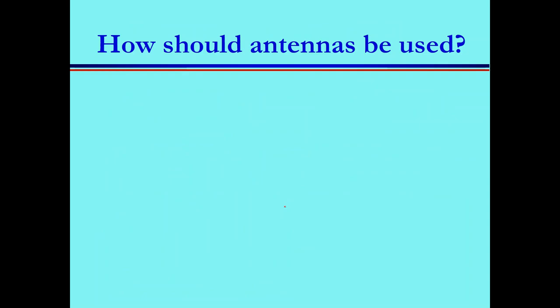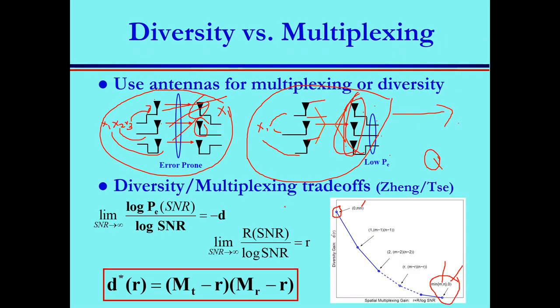Clear? There is a trade-off, a significant trade-off. The research question is: can you make use of these two simultaneously? Can you transmit multiple symbols from multiple antennas and provide full multiplexing gain and full diversity gain? This is the challenging question.